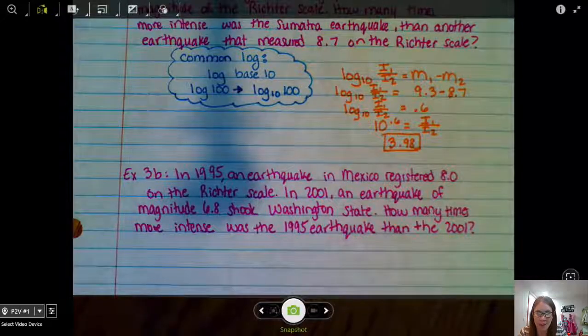Very similar example in example 3b, another situation where we're looking at this earthquake formula. 1995, an earthquake in Mexico registered 8.0 on the Richter scale. In 2001, an earthquake of magnitude 6.8 shook Washington state. How many times more intense was the 1995 earthquake than the 2001 earthquake?